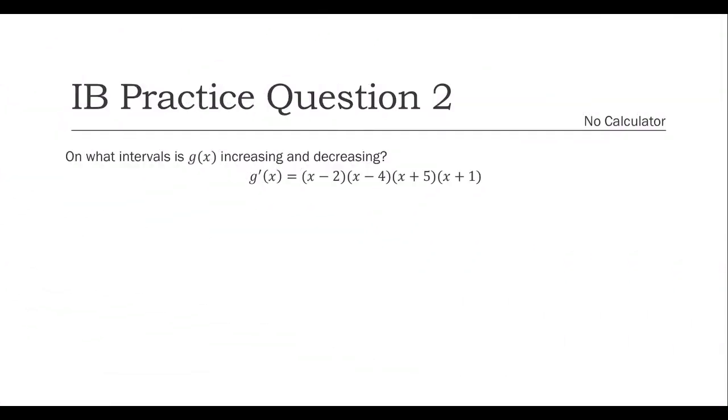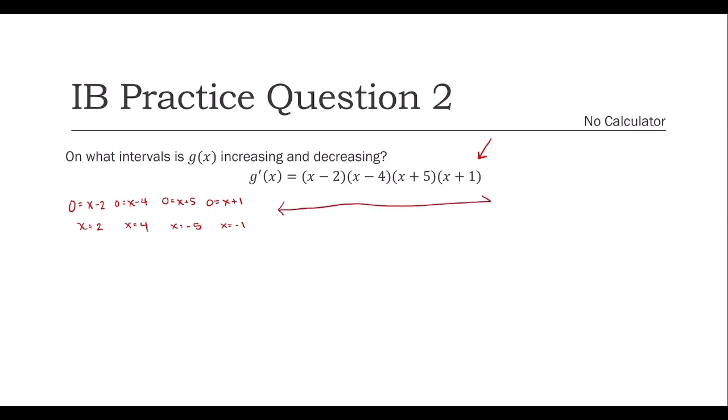Now for our second IB practice question, it says on what intervals is g of x increasing and decreasing, and then it gives us a function that's already factored. So we can find our zeros where each of those factors equals 0. So where 0 equals x minus 2, 0 equals x minus 4, 0 equals x plus 5, and 0 equals x plus 1. So x would equal 2, x would equal 4, x would equal negative 5, and x would equal negative 1.